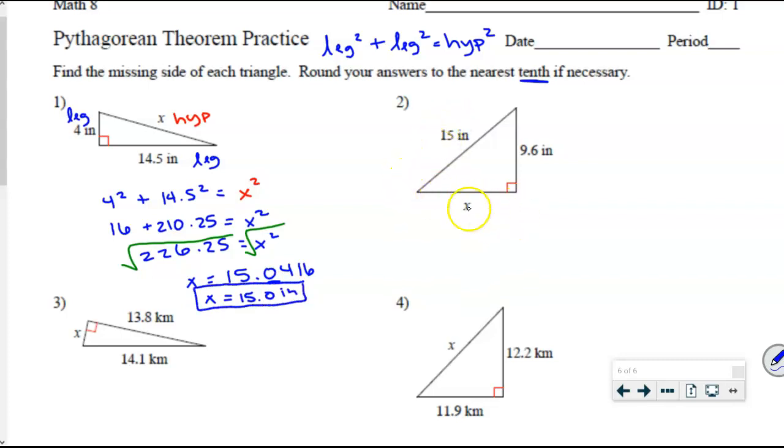Number 2, I have a leg and a hypotenuse. So the first leg is unknown, that's x squared. The second leg is 9.6, so that's 9.6 squared. Add those together and it's equal to the hypotenuse, which is 15 squared. Simplifying piece by piece, 9.6 squared is 92.16, and that is equal to 15 squared, which is 225. Like our warm-up, I need to solve for x, so I subtract 92.16 from each side.